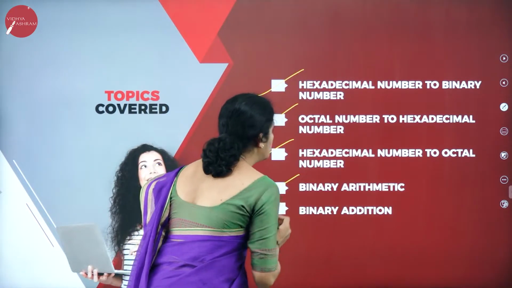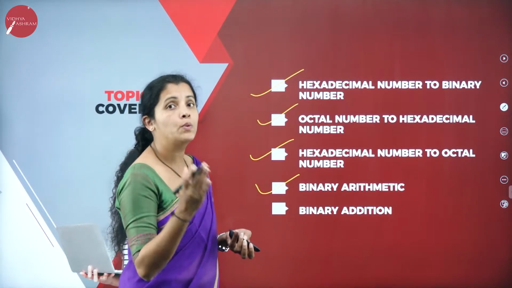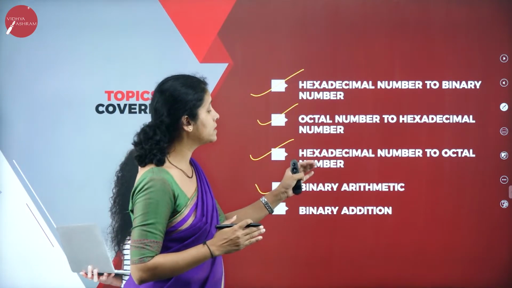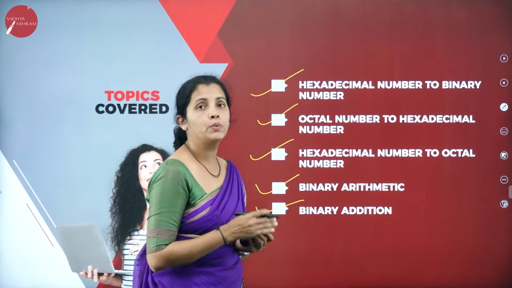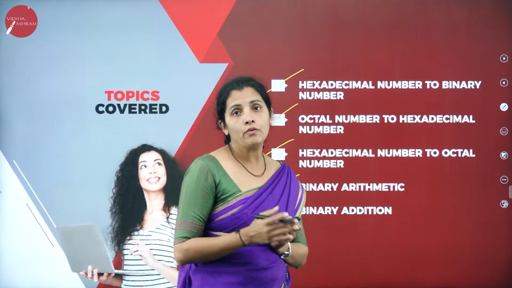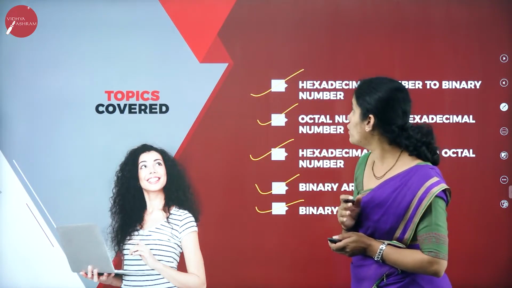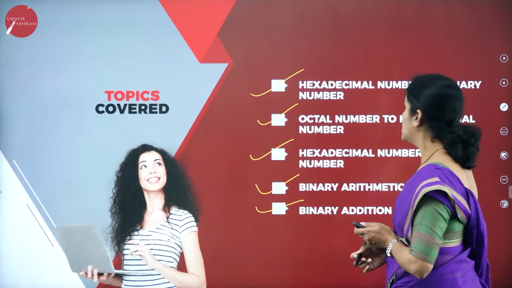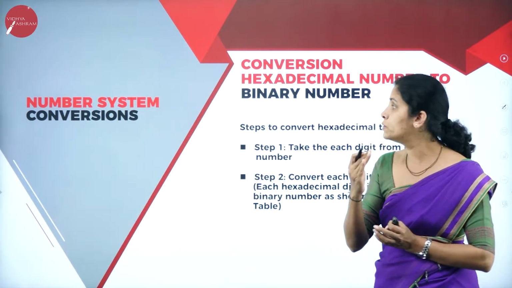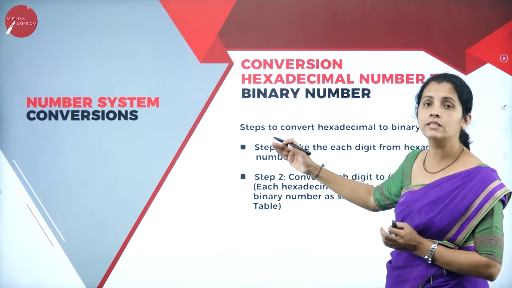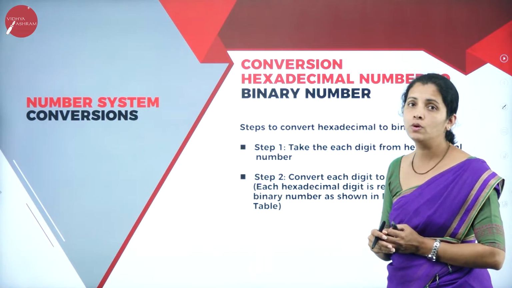Then we are going to discuss what binary arithmetic is and why we require binary arithmetic. Along with that, we are going to study binary addition with an example. Instead of wasting much time, directly moving on to the topic, that is, hexadecimal to binary. How can I convert the hexadecimal number to binary and what are the steps I need to follow while converting hexadecimal number to binary?